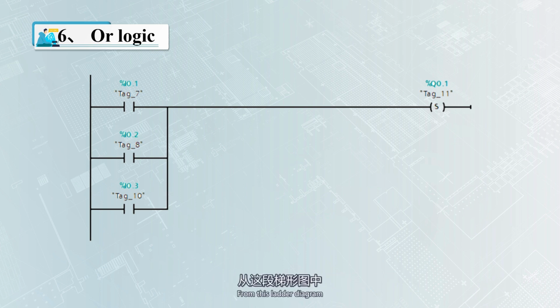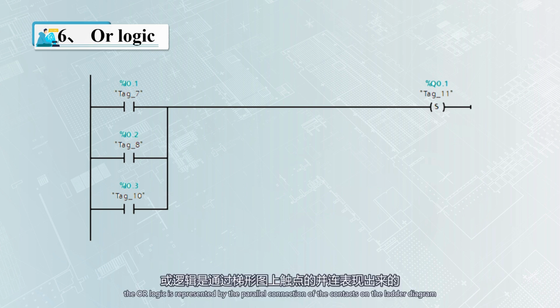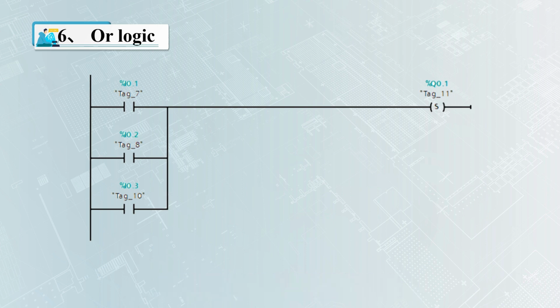From this ladder diagram we can see that the OR logic is represented by the parallel connection of the contacts on the ladder diagram. All contacts do not need to be connected. The signal can reach the output coil as long as one is connected.